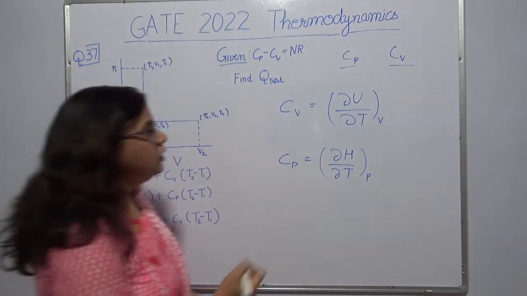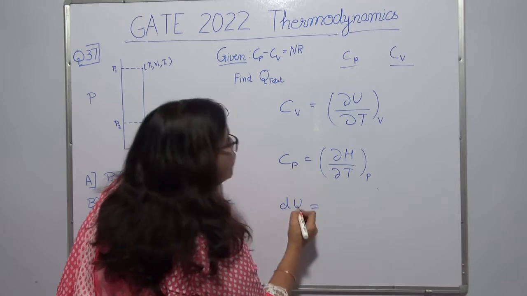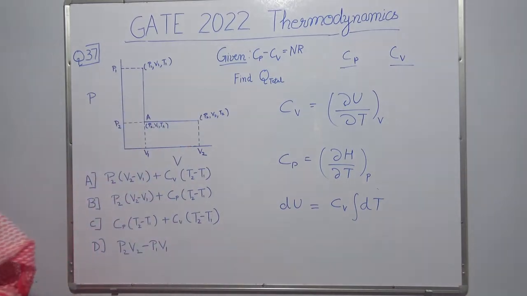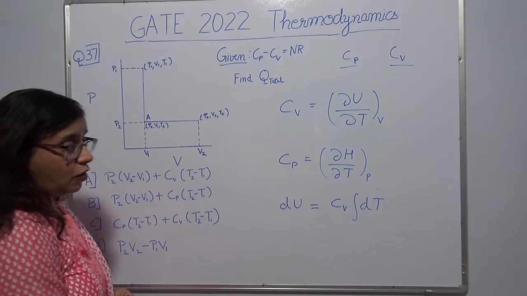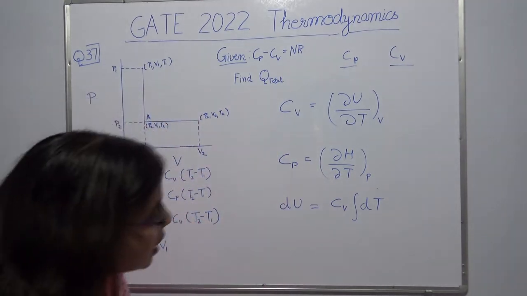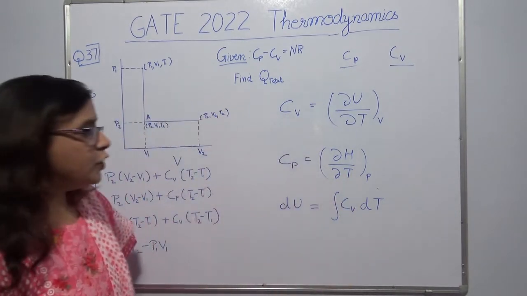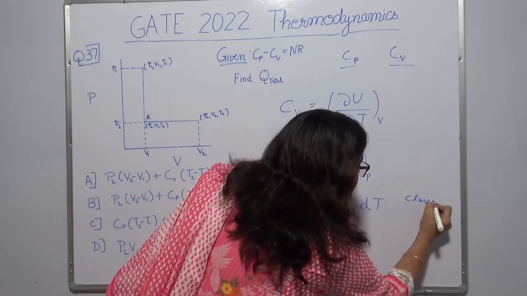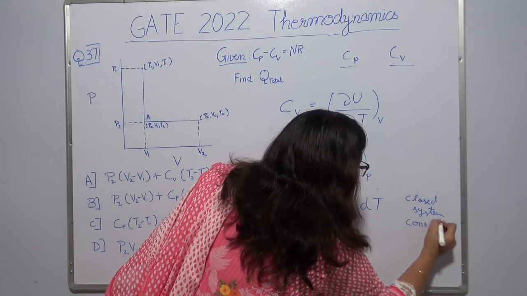Now I can also write this as dU equal to the integral of Cv dT for a closed system. Of course, this is for a closed system and a constant volume process. So I can write dU is equal to Cv dT, if Cv is independent of temperature; otherwise I should actually write it inside this integral. So dU is equal to the integral of Cv dT for a constant volume process and a closed system.